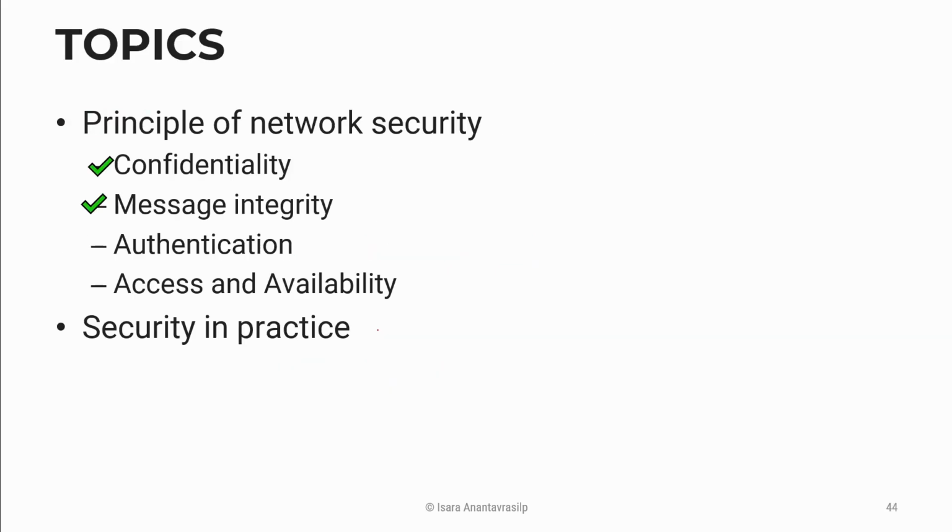Now, we have discussed two principles of network security already, confidentiality and message integrity. With these two principles, we know two things. We can keep our message secret using public key crypto or symmetric key cryptos. We can also use hash functions and message digests to verify whether the message that is being sent has been tampered with or not.